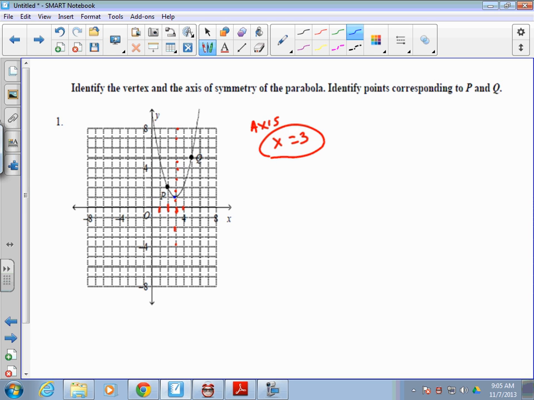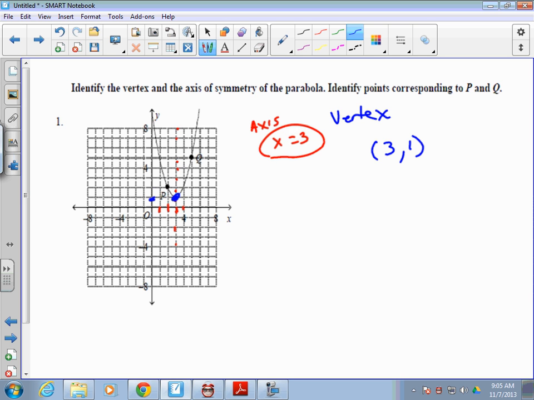The vertex, you know, is at this point here. So you know X's value is the same as the symmetry. So X is going to be 3. And Y's value is how many times it goes up. It goes up once. So your vertex is 3 over 1. I'm sorry, 3, 1, not 3 over 1.